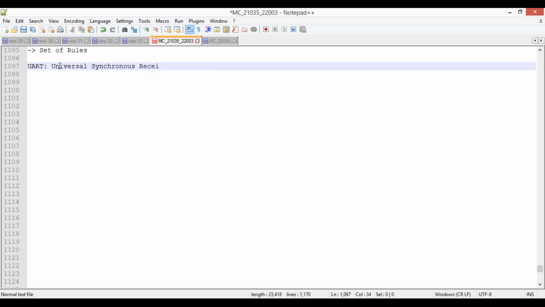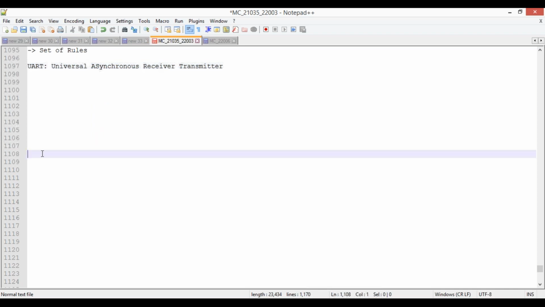No idea? Nobody? UART stands for what? Universal Asynchronous Receiver Transmitter. Correct. So UART stands for Universal Asynchronous Receiver Transmitter. Or you may see this term frequently, USART also. So what is a UART?